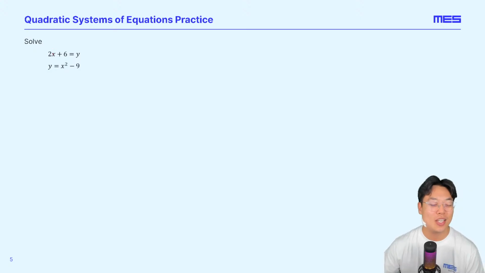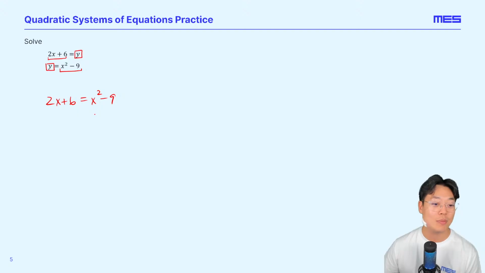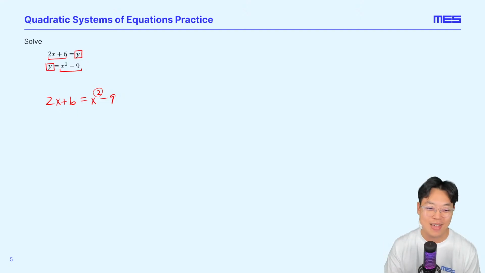Here we go. So solve 2x plus 6 is equal to y, y is equal to x squared minus 9. So again, we can solve this by substituting. It's actually really nice here that the y's are already isolated for us. So we can set 2x plus 6 equal to x squared minus 9. And now let's put everything to one side, because whenever we have a quadratic equation, we may be able to factor.